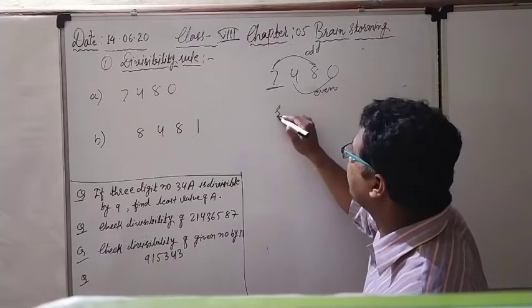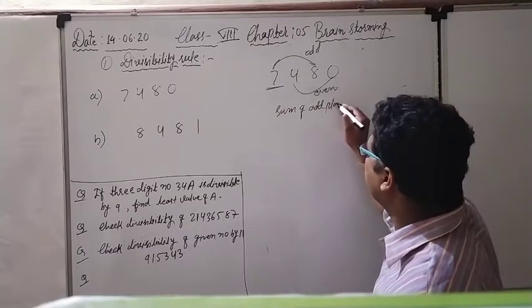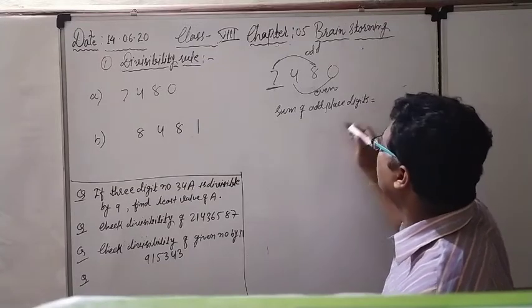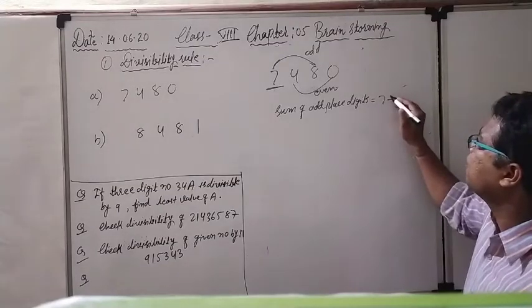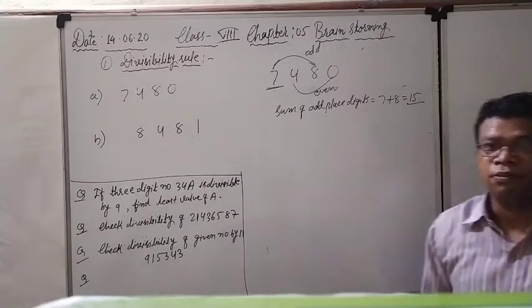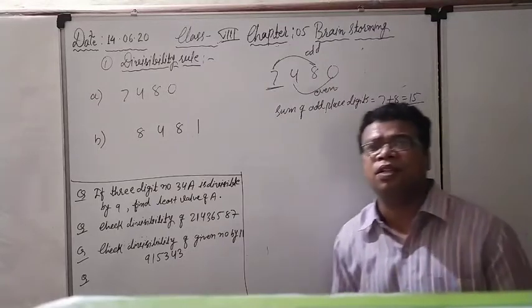So how will I write it down? Sum of odd place digits, for example. So what is the sum of the odd place digits? 7 plus 8, meaning that 15. Have you got it? Nothing else I have to do.